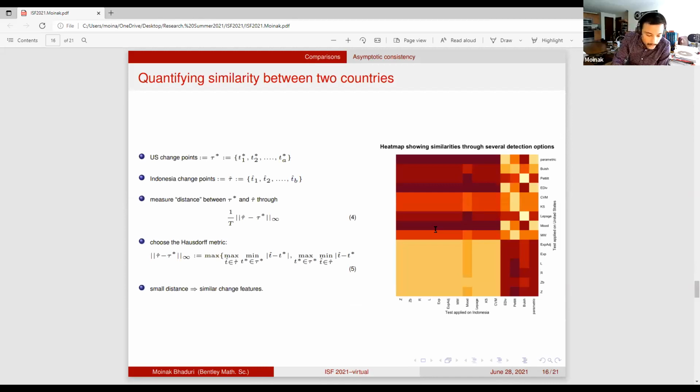So once you find out the true location of these changes, you can measure the distance between 2 countries' change point patterns, the change point sets, through loads of distance metrics. The Hausdorff could be one choice. And this heat map to your right, for instance, tells you that according to that metric, Indonesia's financial announcements mimic the United States very, very closely, because predominantly we have a cold patch. The 2 change point sets are very, very similar.